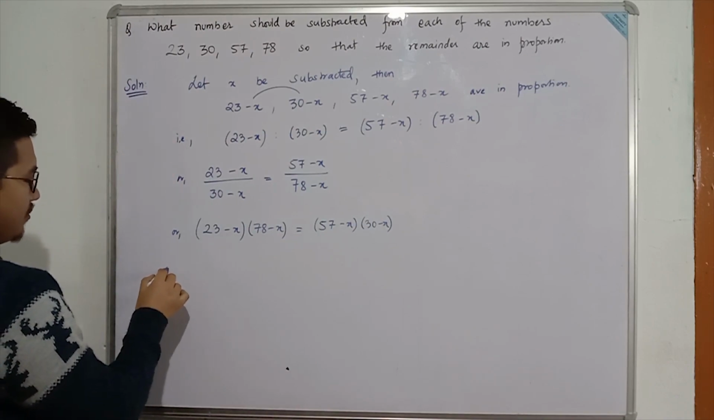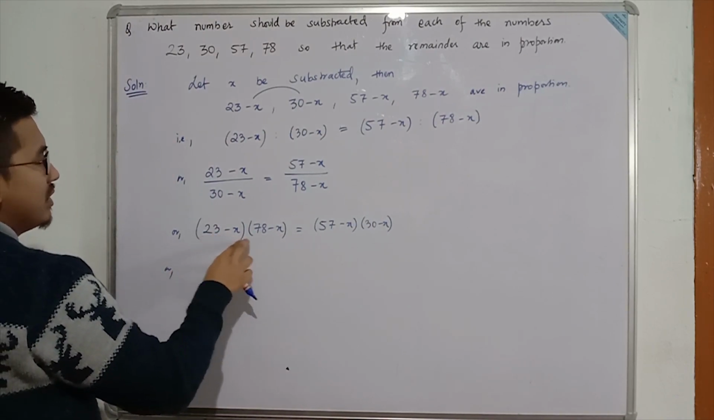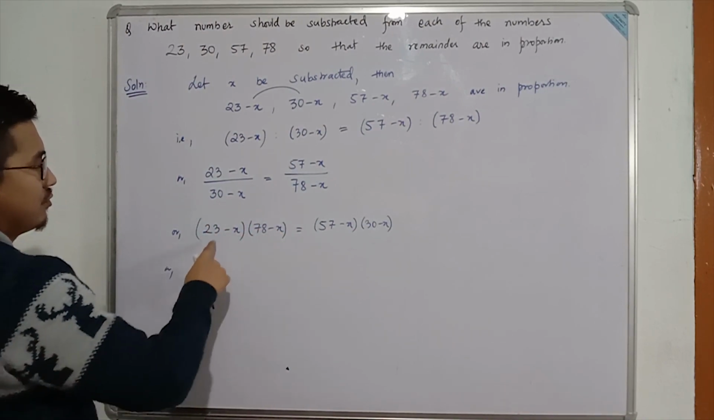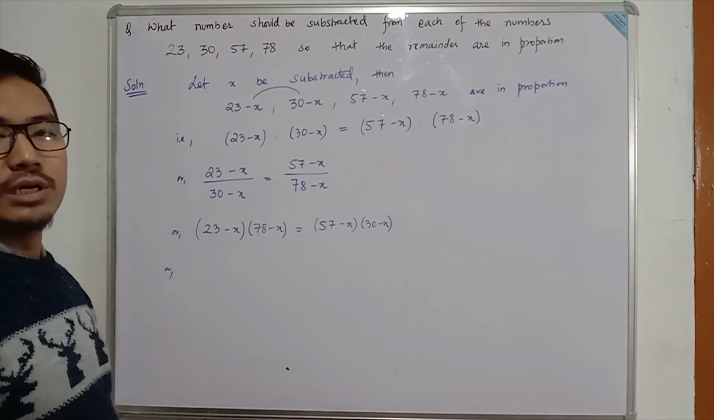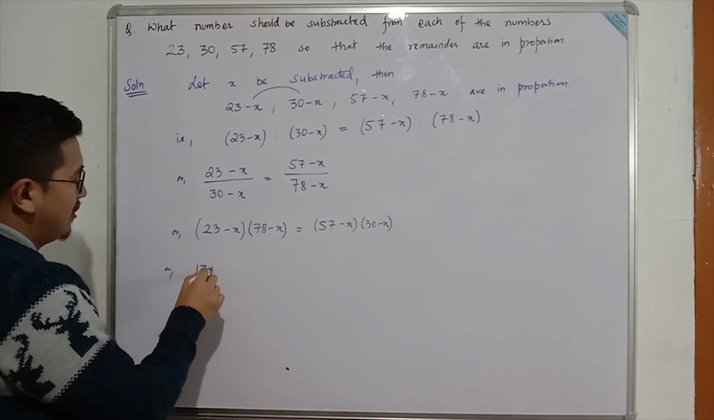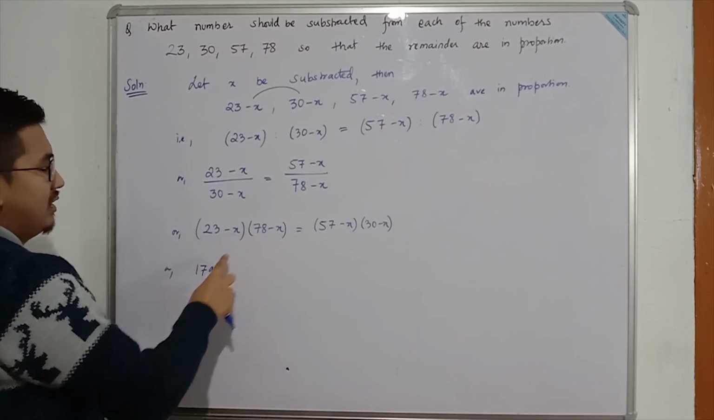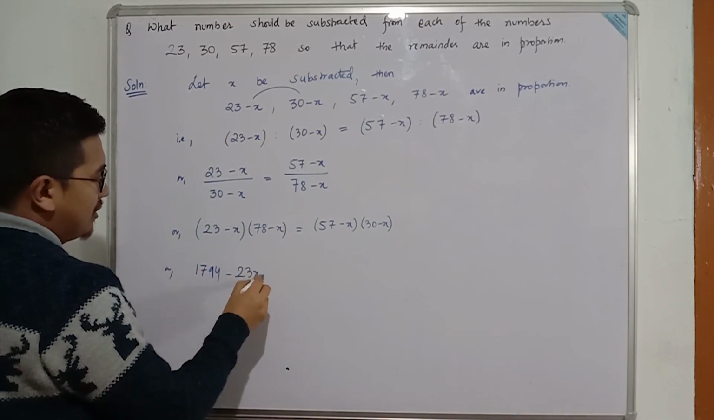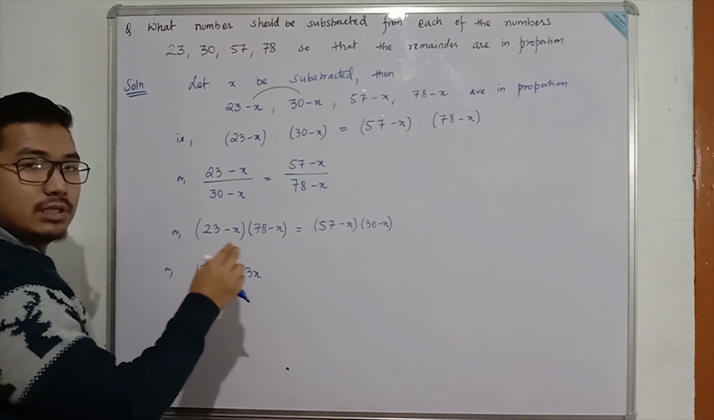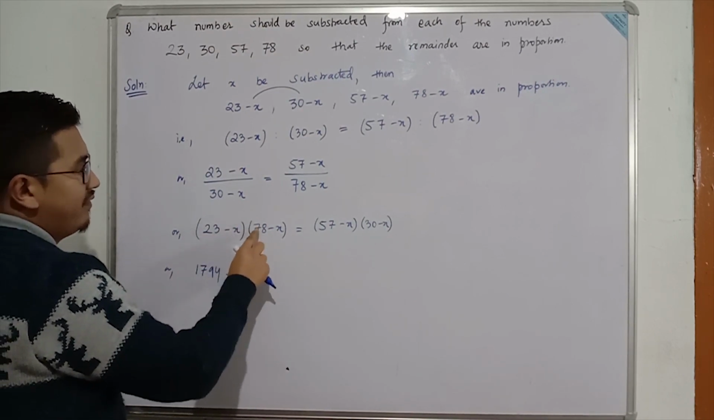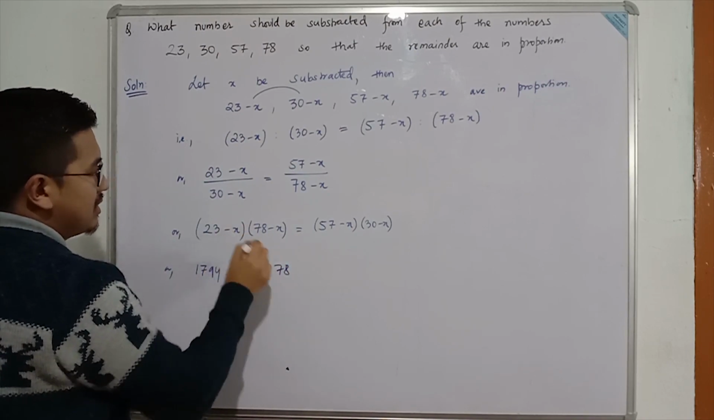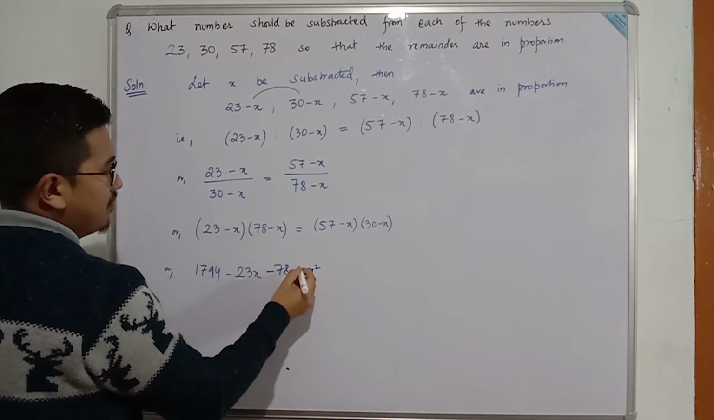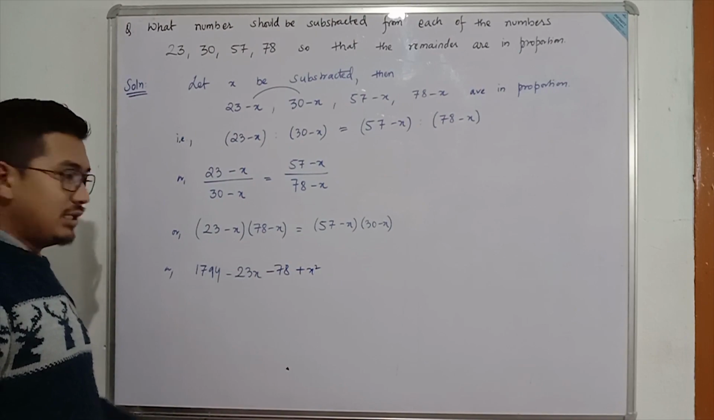Now 23 minus x should multiply 78 minus x. So 23 into 78, what is 23 into 78? It is 1794. Okay, 23 into 78 is 1794. 23 into minus x is minus 23x. Done with 23, so we'll do with minus x. x into 78 is 78x, and minus into plus is minus. x into x is x square, minus into minus is plus. So this is what we get after multiplication on the left hand side.